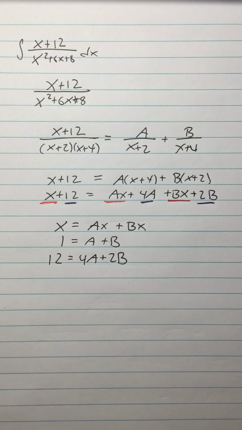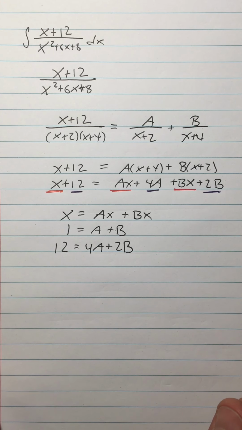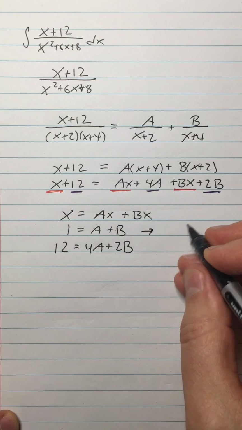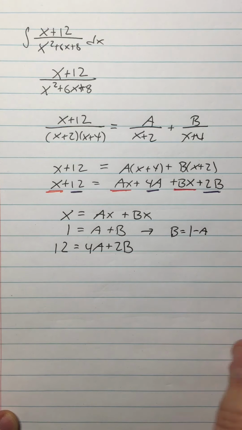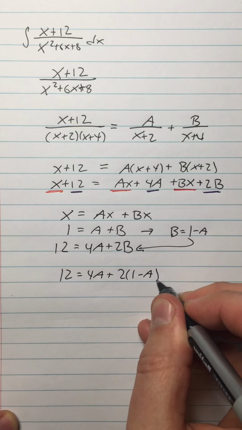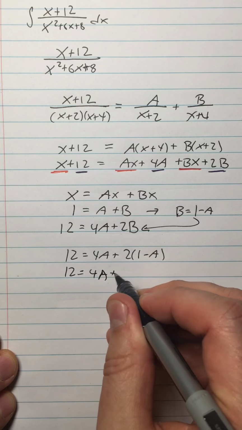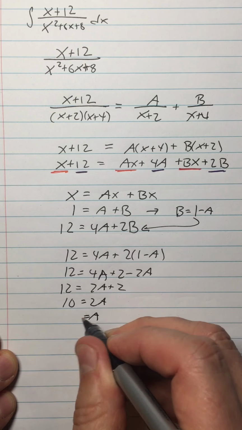Now what you got is an equation in 2 variables. And you can solve it either by substitution or elimination. This one's probably easiest to solve by substitution. So I'm going to say from this equation, b equals 1 minus a, and then I can substitute that into here and say that 12 equals 4a + 2(1 - a), and then we're back into pre-algebra world. 4a + 2 - 2a, 12 equals 2a + 2, 10 equals 2a, a equals 5.